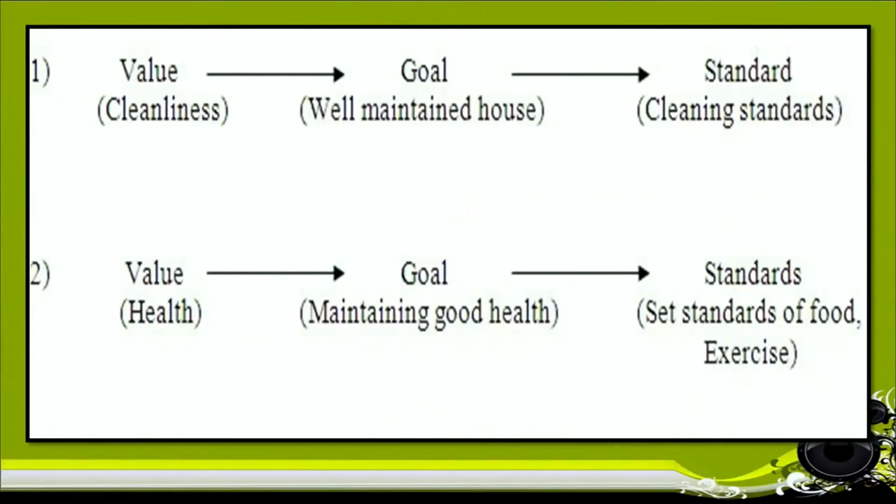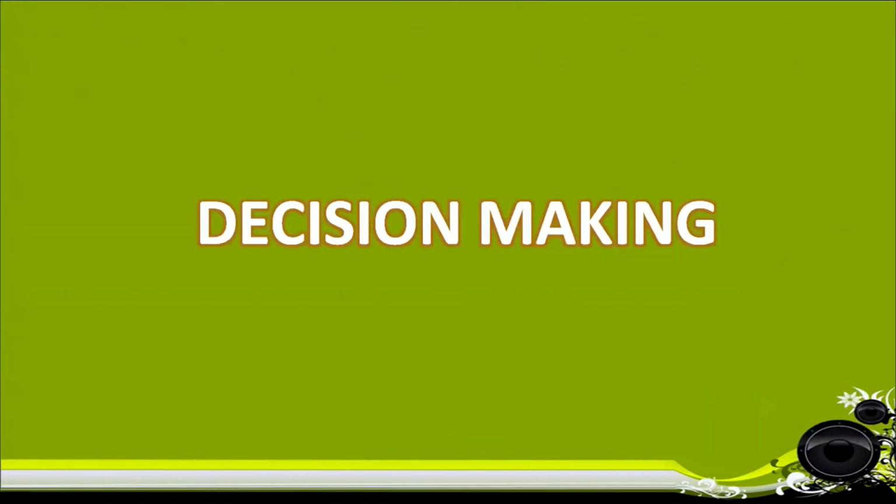Let us have an example. Value, goal, and standard. Cleanliness is an attitude and a behavior, and you have set the goal to clean the house, and you will also think of the quality for cleaning standards. Second example for value, goal, and standards. Value is your health, and to maintain that health is your goal, and you have to set the standards. What quality of food you will eat, what kind of exercises you will do to maintain that goal.